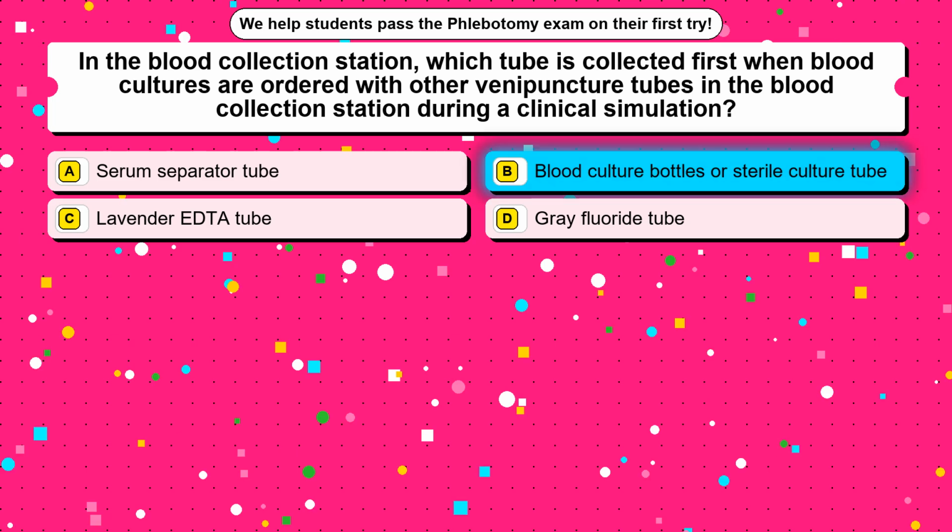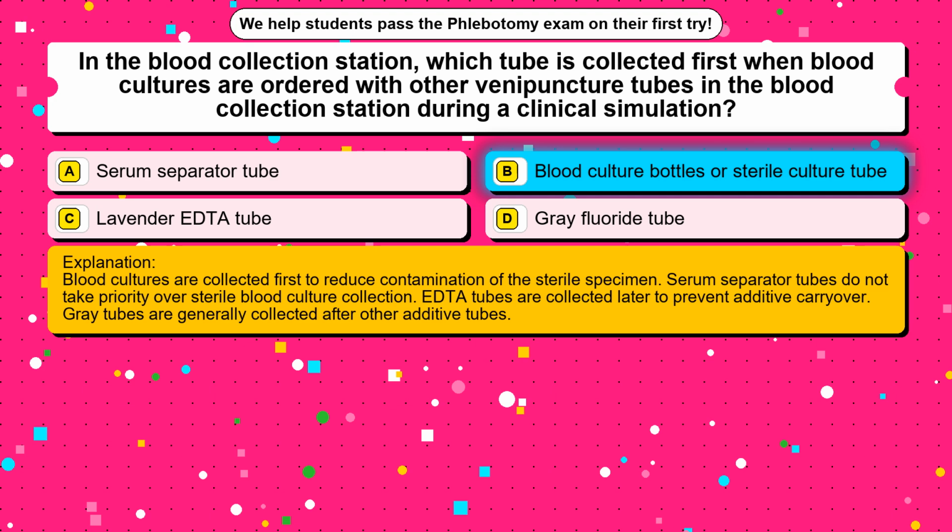The correct answer is option B. Blood culture bottles or sterile culture tube. Blood cultures are collected first to reduce contamination of the sterile specimen. Serum separator tubes do not take priority over sterile blood culture collection. EDTA tubes are collected later to prevent additive carryover. Gray tubes are generally collected after other additive tubes.